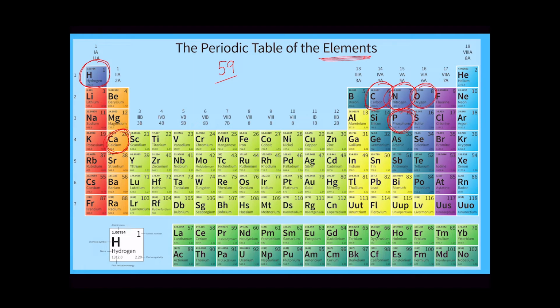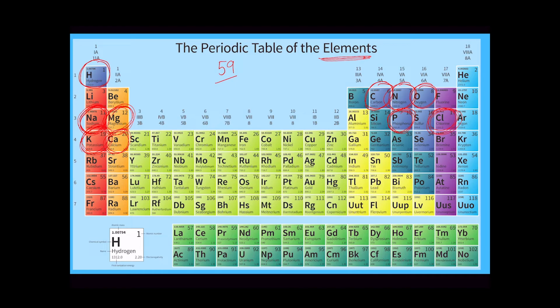Now, I said 59. So what about the other 53 elements? Well, the other 53 elements we only need in very, very, very small quantities. Often we term them trace elements, and some of these include things like sodium, for example. So we only need a little bit of sodium, a little bit of magnesium, a little bit of potassium, a little bit of chlorine, for example.